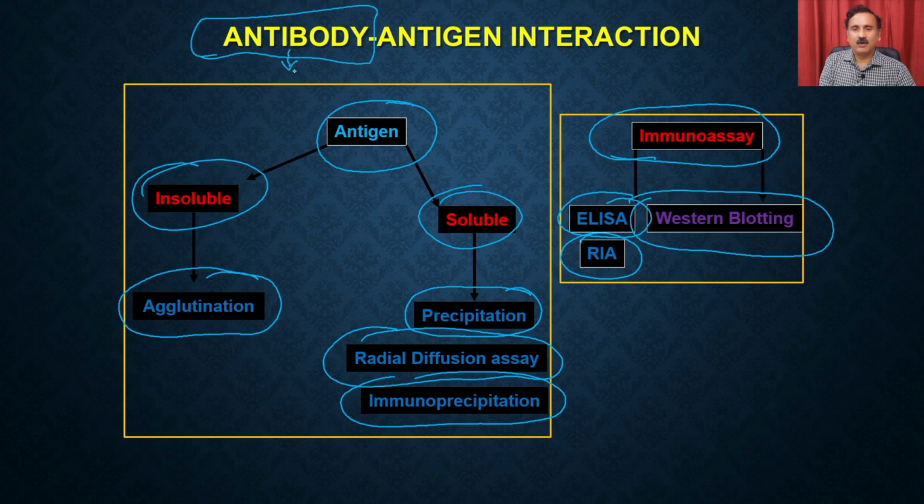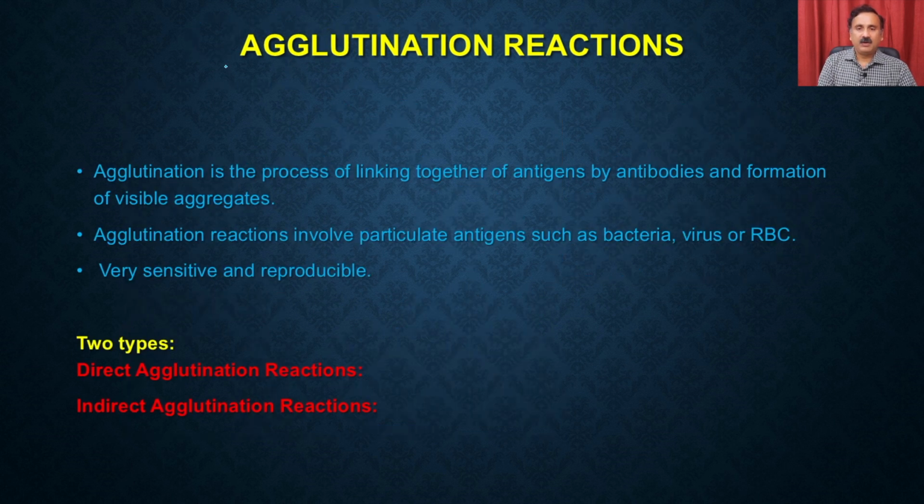So let's discuss how we can exploit the antibodies for the generation of some of these immune responses. The first is the agglutination reactions, because the agglutination reaction is going to help in the detection of pathogenic organisms, or it can also be used for other kinds of applications. For example, it can be used for blood group detection. Now, what are agglutination reactions?